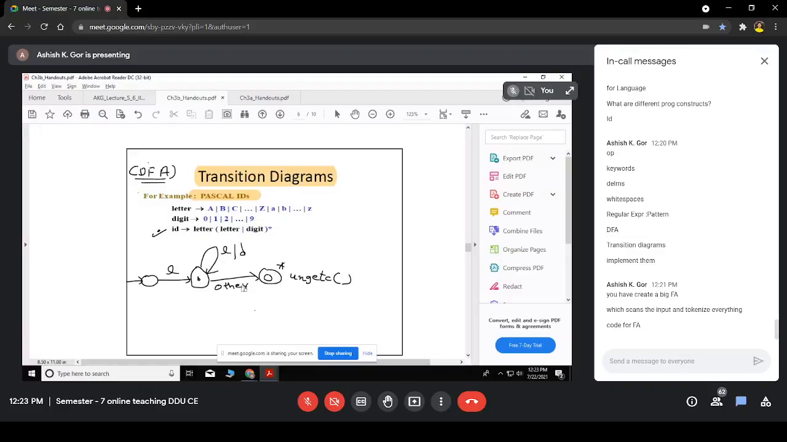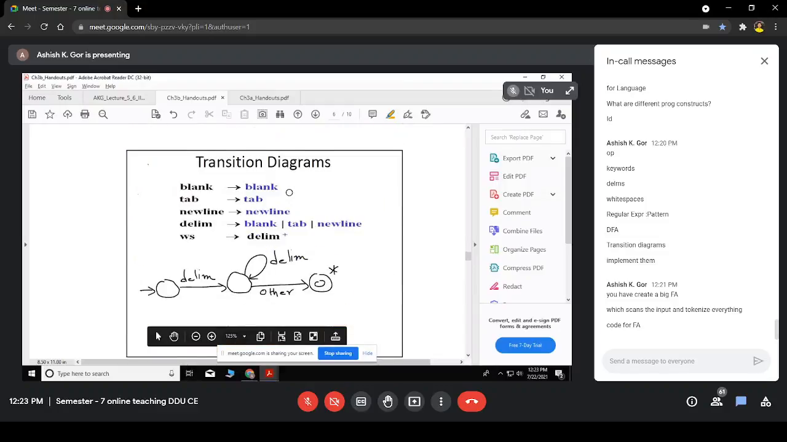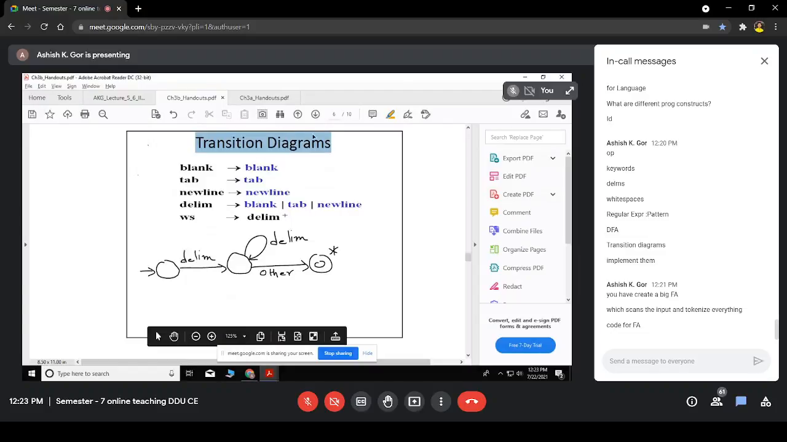Once it recognizes a symbol other than letter or digit, you accept it, and you return identifier, and you definitely have to do unget. Why do you have to do unget? We discussed last time, right? Look ahead, you have already scanned, so you have to push back that thing. So that would be a transition diagram for an identifier.